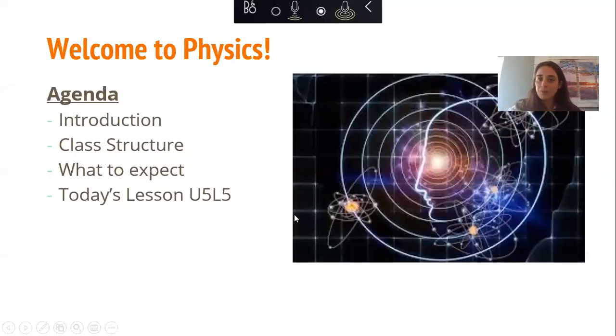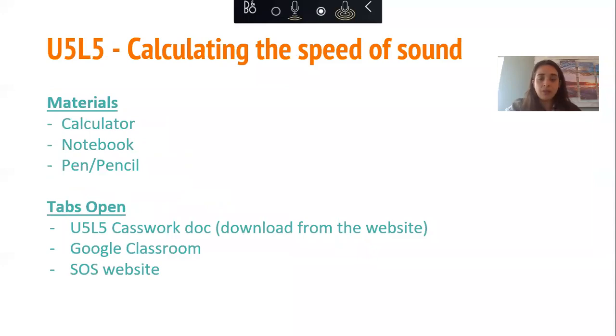Okay. Again, welcome to physics. So today we are going to go over Unit 5, Lesson 5. The things that you should have in front of you are your calculator, your notebook, a pen and pencil, and then again, the only tabs that you should have opened are the three that are outlined on the slide that I mentioned previously.